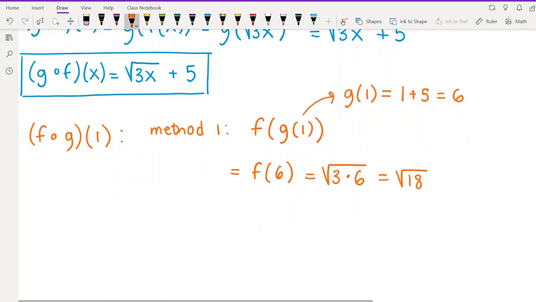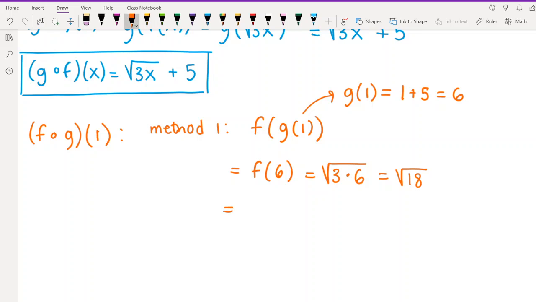And that can be broken down, right? So we can rewrite that as the square root of 9 times the square root of 2. And that can be written as 3 root 2. So that last part of breaking it down doesn't have anything to do with function composition, right? That's just simplifying a square root. But yeah, so what is the point of this?